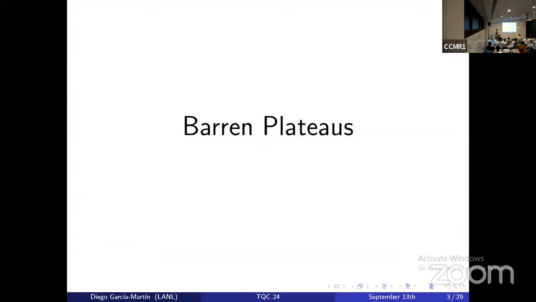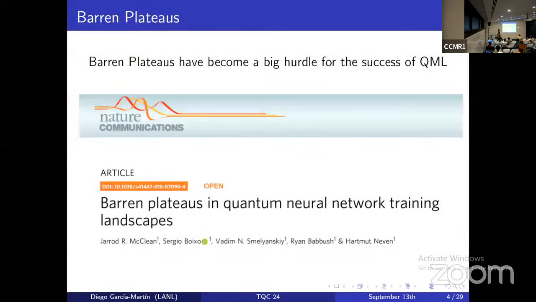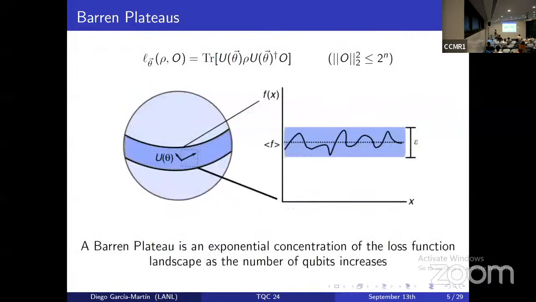So let's get started. Barren plateaus. Barren plateaus have become a big issue for the success of quantum machine learning since their discovery in this seminal paper by the Google team. So what is a Barren plateau?